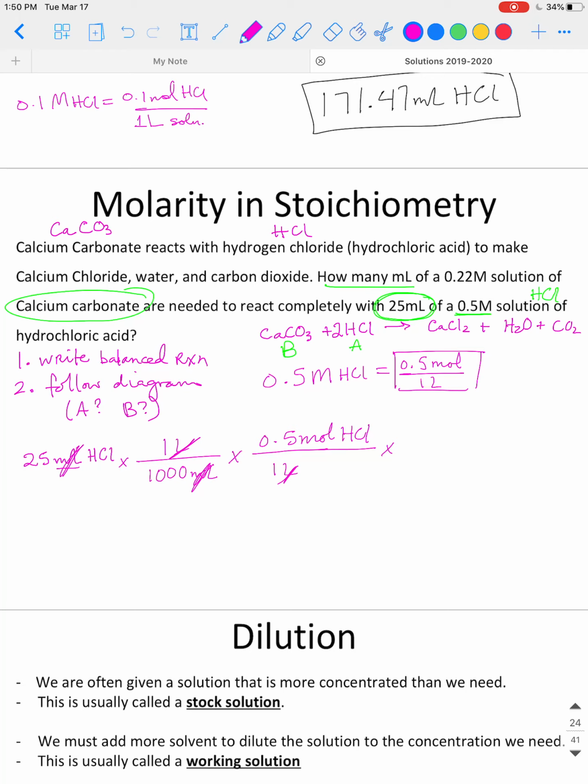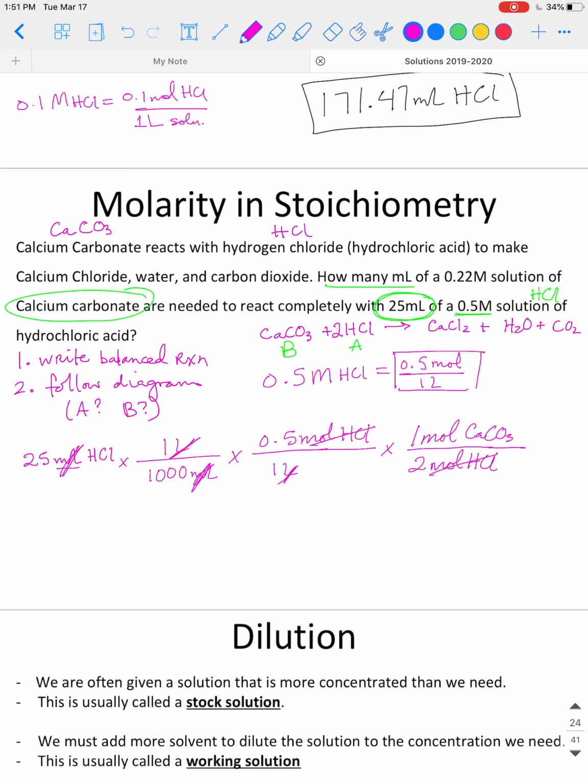If you look at our mole to mole ratio, our coefficients for calcium carbonate and HCl, which are our two reactants, it's a 2 to 1. We want to cancel out moles of HCl, so for every 2 moles HCl, we get 1 mole calcium carbonate. So I just plugged in my mole to mole ratio, moles of HCl cancel out, and I have converted to moles of calcium carbonate.